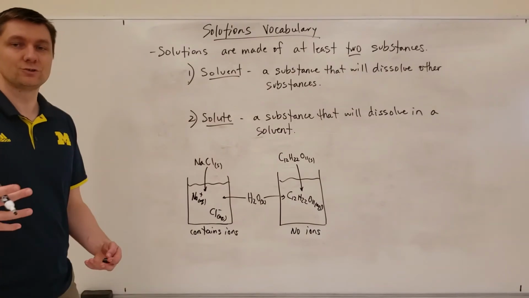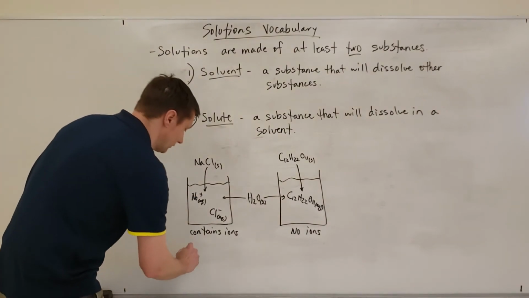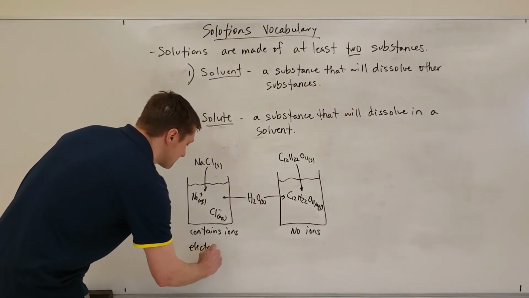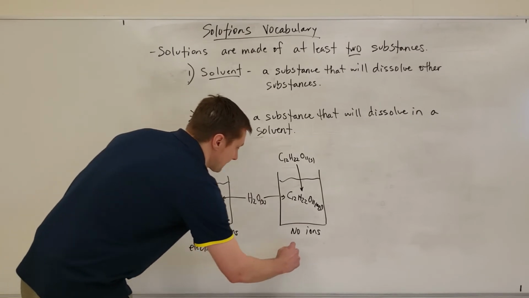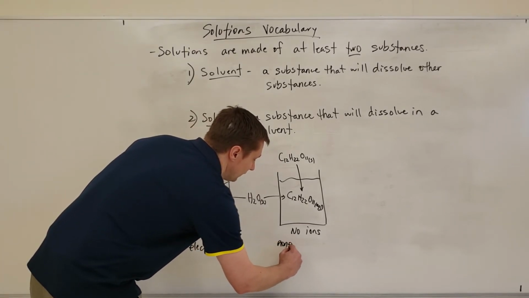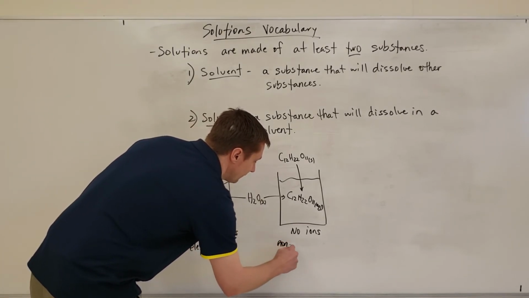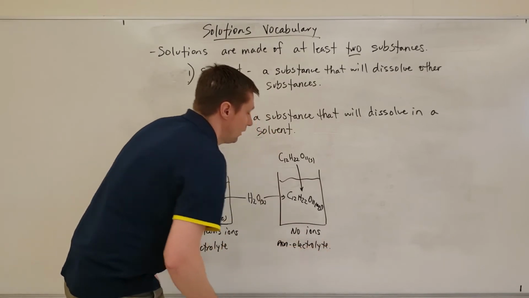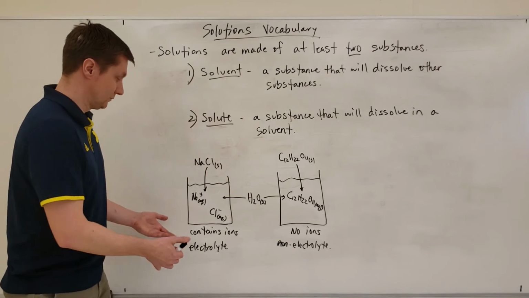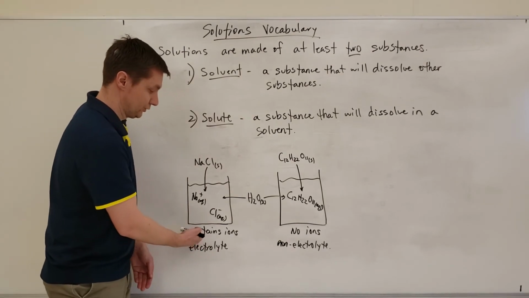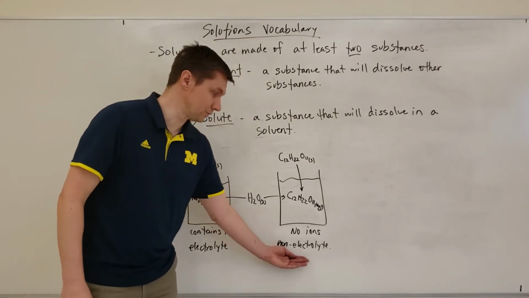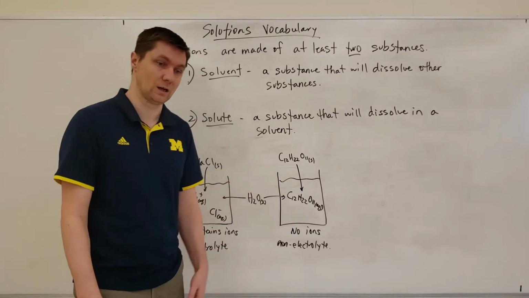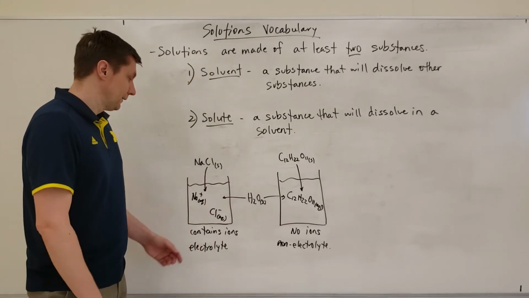And so we give these two solutions different names. This one is called an electrolyte, and this one is called a non-electrolyte. And that's the definition of them, simply: an electrolyte is a solution that contains ions, and a non-electrolyte is a solution that doesn't contain ions.